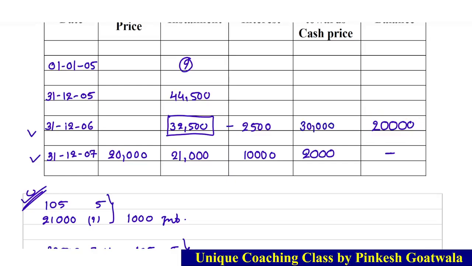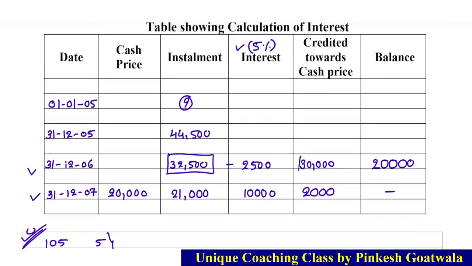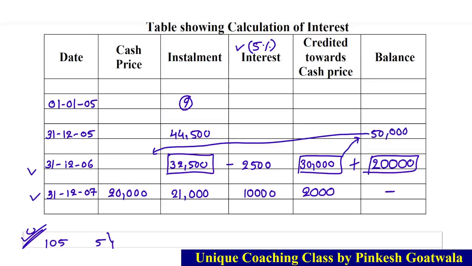Clear? So now what will be the next? We know that the total of this 30,000 and this 20,000, if we total both we will get the balance above. That was 50,000, right? And this 50,000 balance will be transferred next year. Clear? So it was completed now.